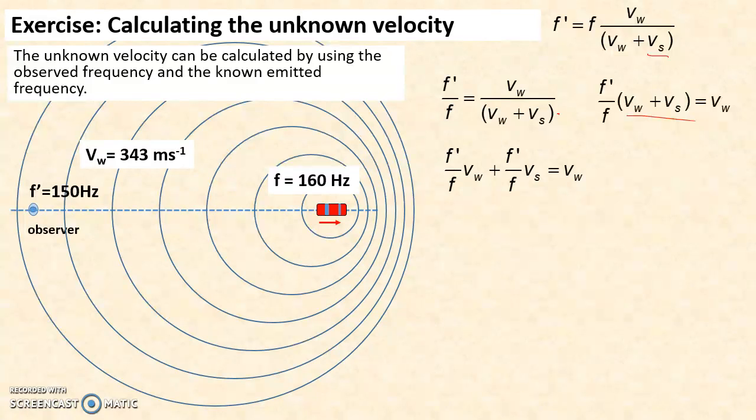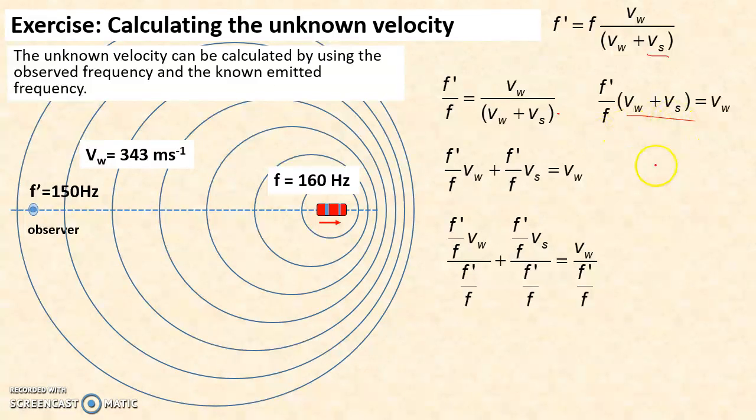Now this is getting quite complicated. So what I want to do is get rid of the coefficients in front of the VW and the VS. And in order to get rid of those, the easiest way is to divide all terms by f dash over f. So here we go.